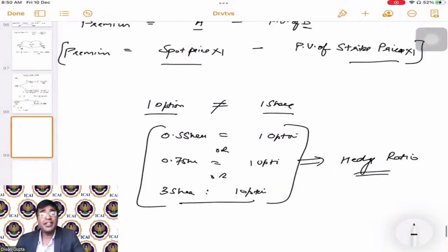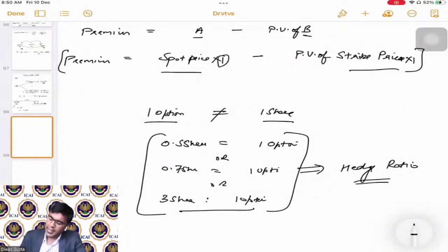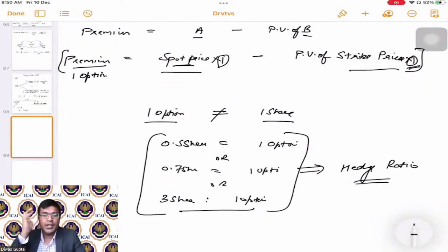Now, if that is the case, we cannot multiply it with 1. Okay, we will say that because we are calculating the premium for one option, we will keep this one here, but we will multiply the spot price with the hedge ratio. Because without the hedge ratio, you are making an assumption of one option traded for one share, which is wrong. One share has to be traded in the ratio of the hedge ratio only. Then only you will be able to obtain a complete hedge.